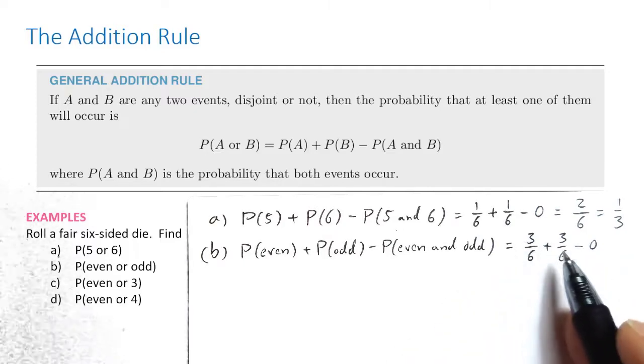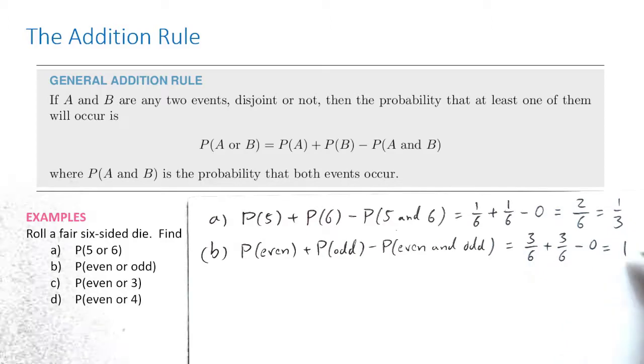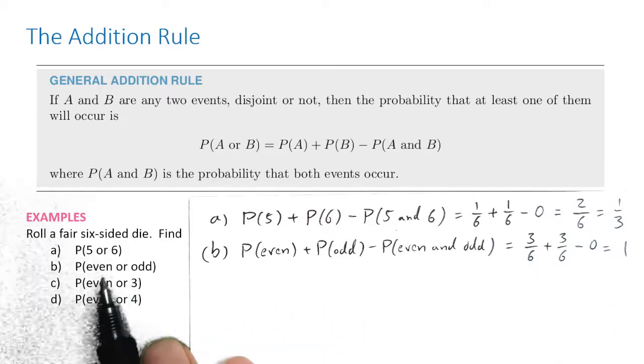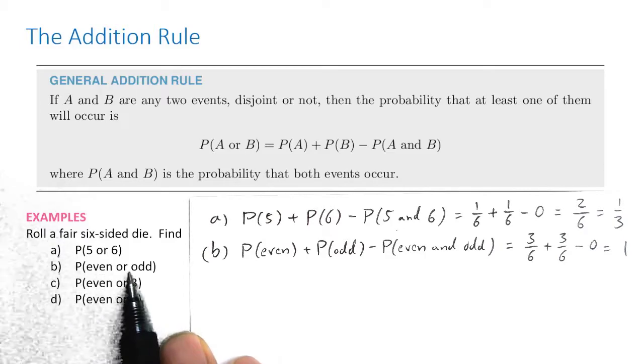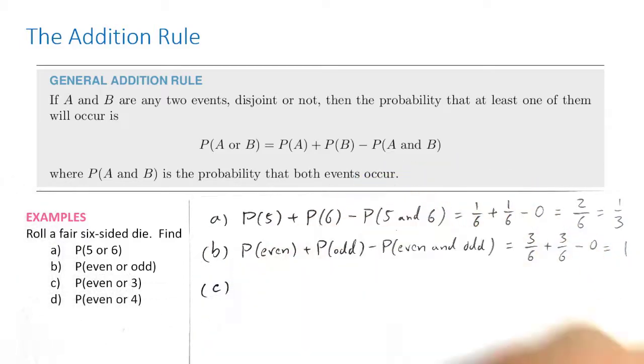So 3/6 plus 3/6 is exactly 1. In fact, it's guaranteed that when you roll a die, you will get an even or an odd number. So maybe that was obvious to you from the beginning.